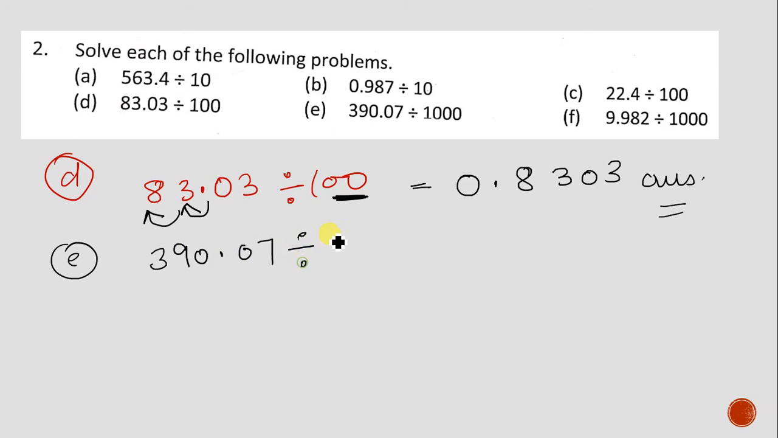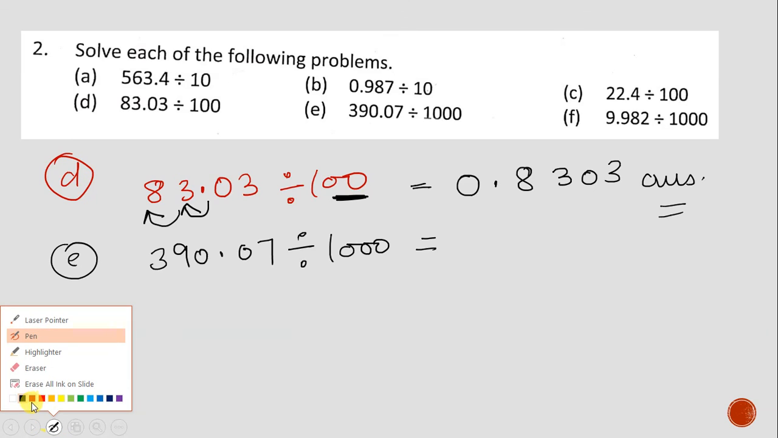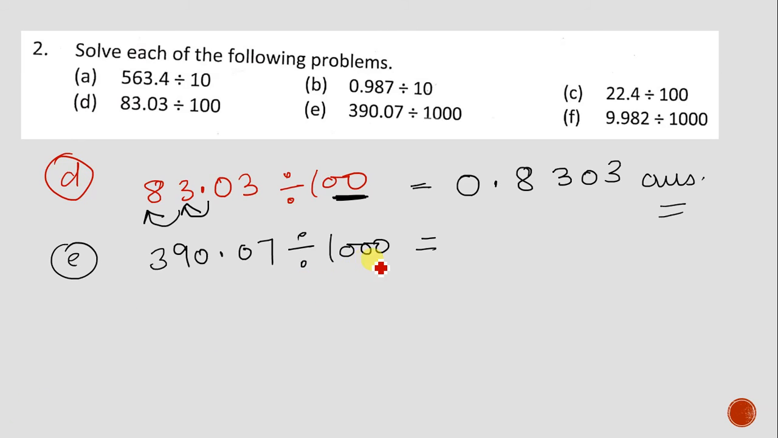E says 390.07 divided by 1000. Count the zeros. How many zeros we have? We have 3 zeros. So we'll shift 3 places, 1, 2 and 3. So before that I'll put 0.39007.